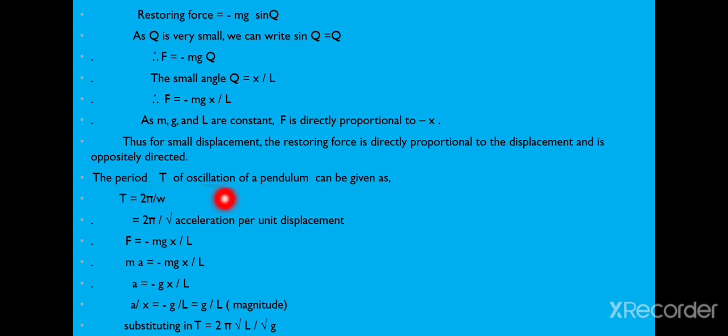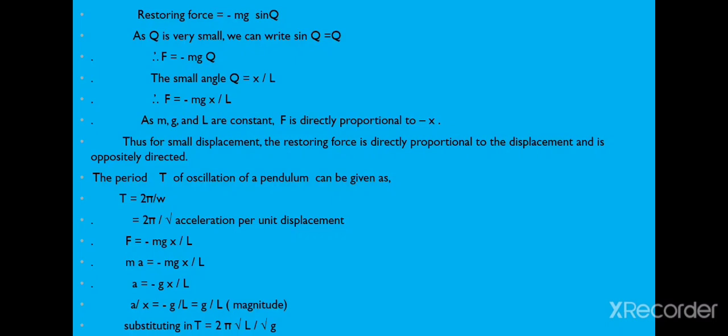The period T of oscillation of the pendulum can be given as T is equal to 2 pi by omega. Therefore, T is equal to 2 pi by square root of acceleration per unit displacement. That is, omega squared is equal to acceleration per unit displacement. Therefore, from the above equation, F is equal to minus mgx divided by L. We know that the second law of motion gives F is equal to mass into acceleration.